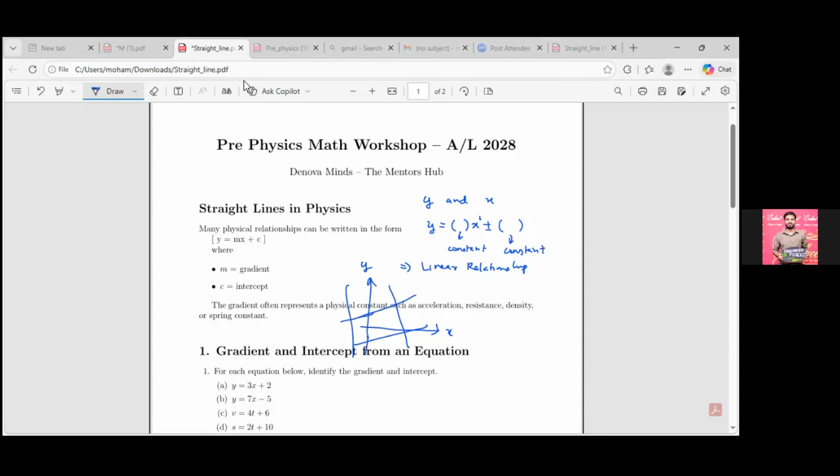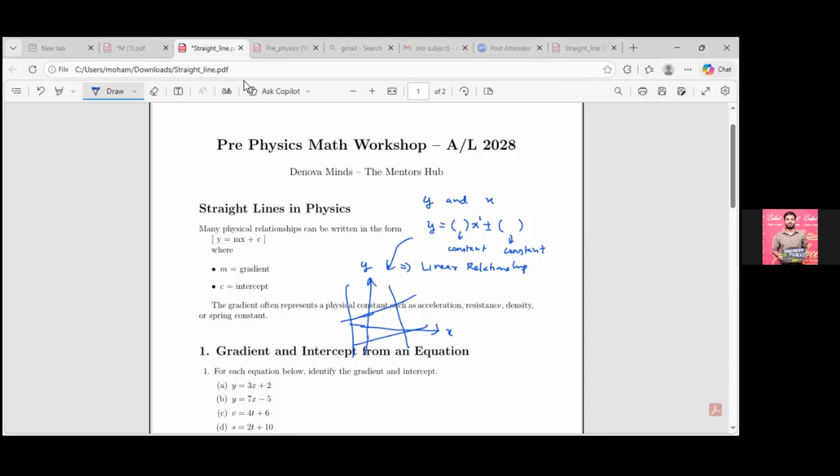So any straight line like this, right? So this is the shape of this graph, a straight line. So if you have a relationship like this, y equals some constant value times the other quantity x, and with that you have added or subtracted another constant, right?